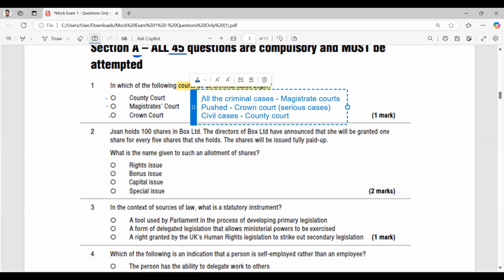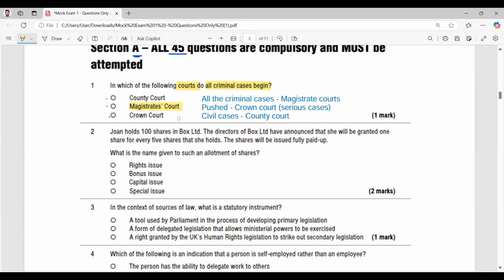Okay. So that's a bit of explanation there. So the answer to this question will be magistrate court. So criminal cases begin with the magistrate court. If they are more serious, then that will be pushed to crown court, and civil cases are dealt with at the county court.